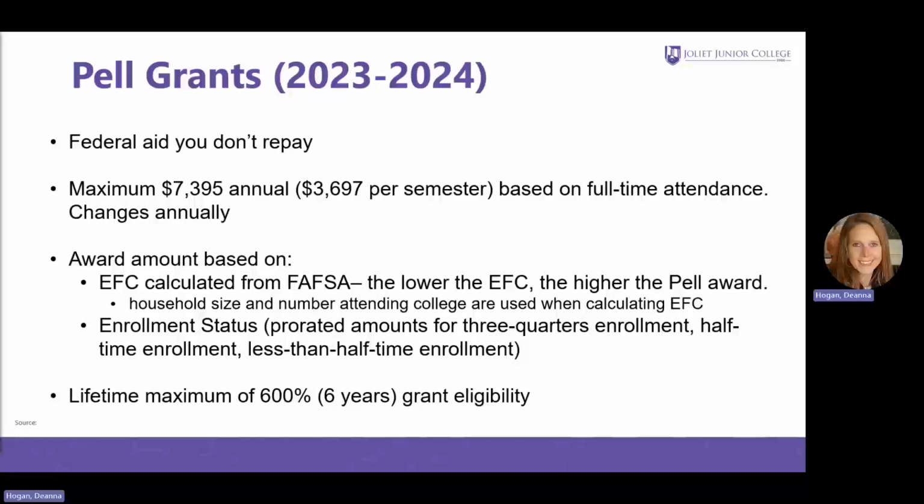The annual award amount a student receives is based on their EFC and estimated full-time attendance, which is typically 12 credit hours or more. Students who do not attend full-time will receive a prorated Pell Award based on their actual enrollment status. The Pell Grant can run out. There is a lifetime maximum of 600%, which is the equivalent of 6 years of full-time attendance for grant eligibility.